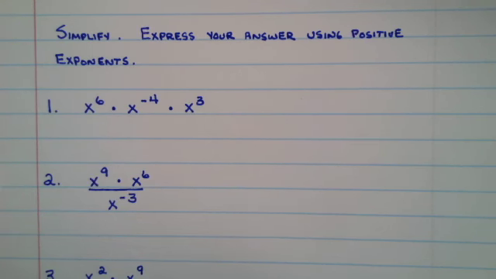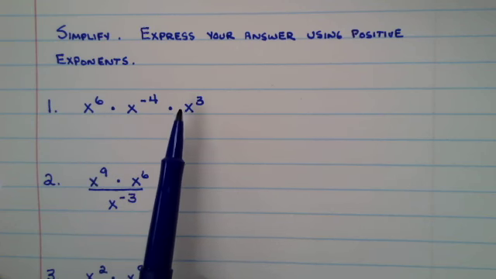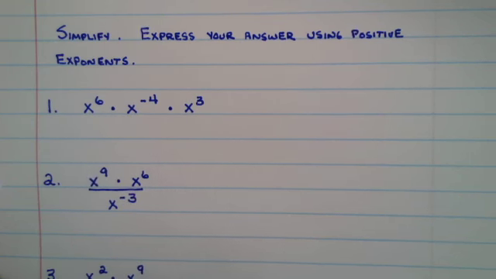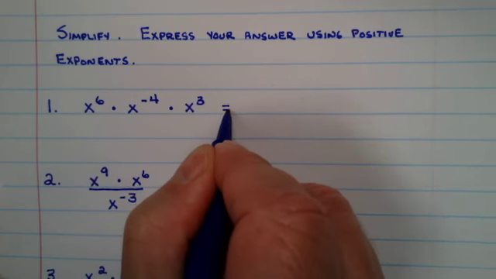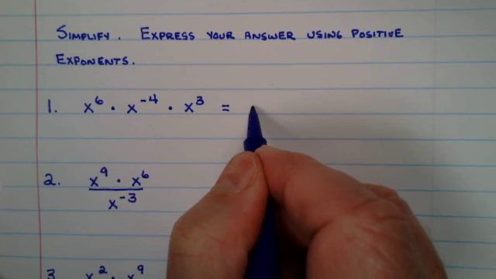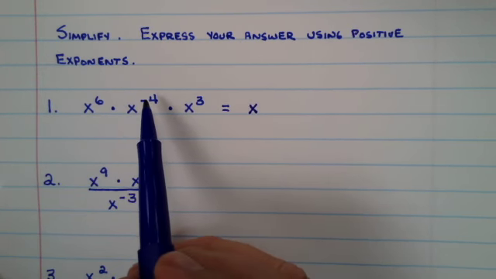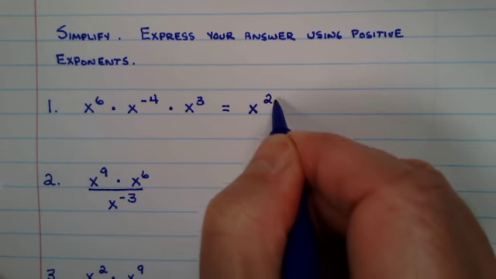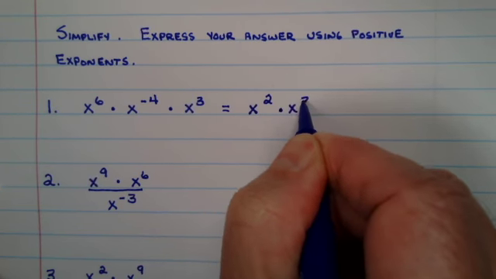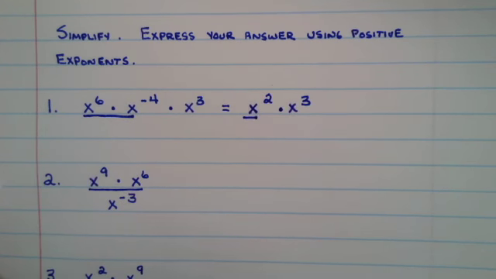Problem number 1, I am multiplying. What's my rule with my exponents? If I'm multiplying, I have to add the exponents. So what I want to do is add these first two and get a new exponent on this x right here. 6 and negative 4 added together is 2, times x to the third. So these two have been put together to give me this right here.